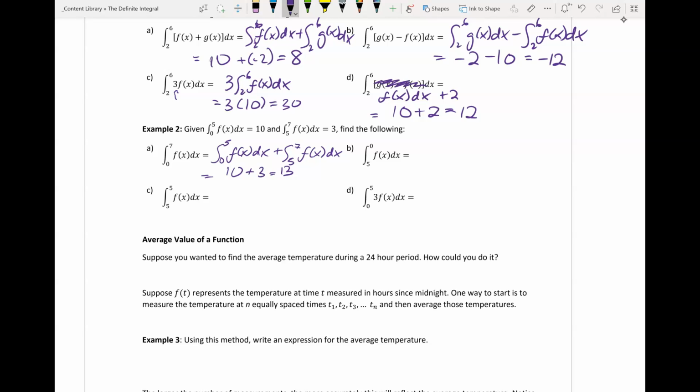For b, take a look at our bounds. They've been flipped. So this is going to be equal to negative the integral from 0 to 5 of f of x dx, and this value here is 10, so negative 10. If your bounds are the same, so from 5 to 5, that means we have no width for the area, so that's just 0. And then lastly, we're going to pull this 3 out to the front, because that's just a constant number. And we know that the value of that integral is 10, so your final answer is 30.